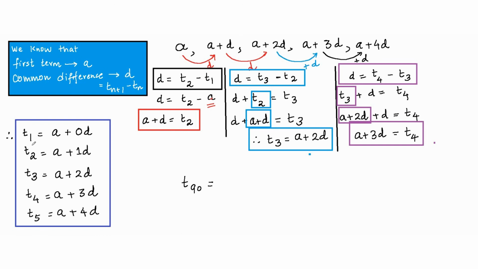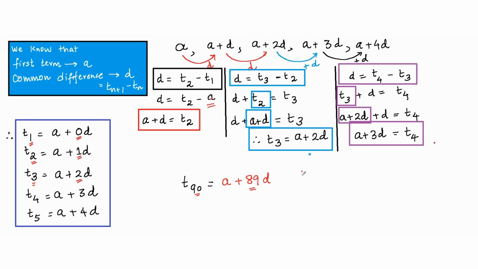I notice here that whatever is the index of the term, the coefficient of D is 1 less than that. So if I'm finding the first term, then the coefficient of D is 1 less than 1, which is 0. If you notice, A remains the same everywhere. The only thing that changes is the coefficient of D, and the coefficient of D is always 1 less than the index, which means the 90th term is bound to be A plus 89D. The coefficient of D is 1 less than the index, right?